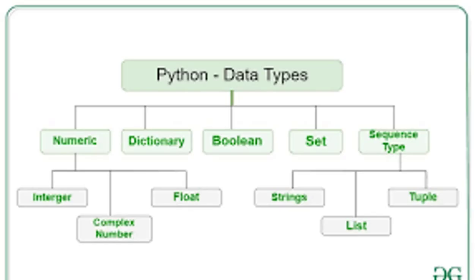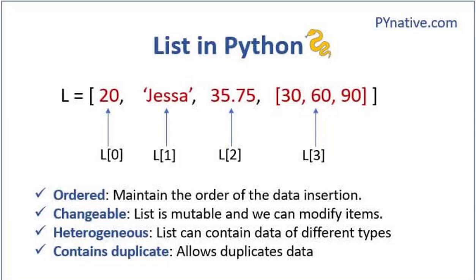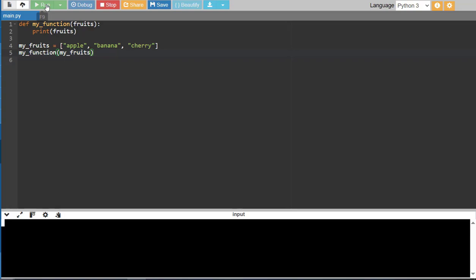We can send any data type as an argument to a function: strings, numbers, lists, dictionaries, etc. The data type will be preserved inside the function. For example, we can send a list as an argument. Run the program, and we get apple, banana, and cherry. So here we are sending a list of fruits as an argument into this function.